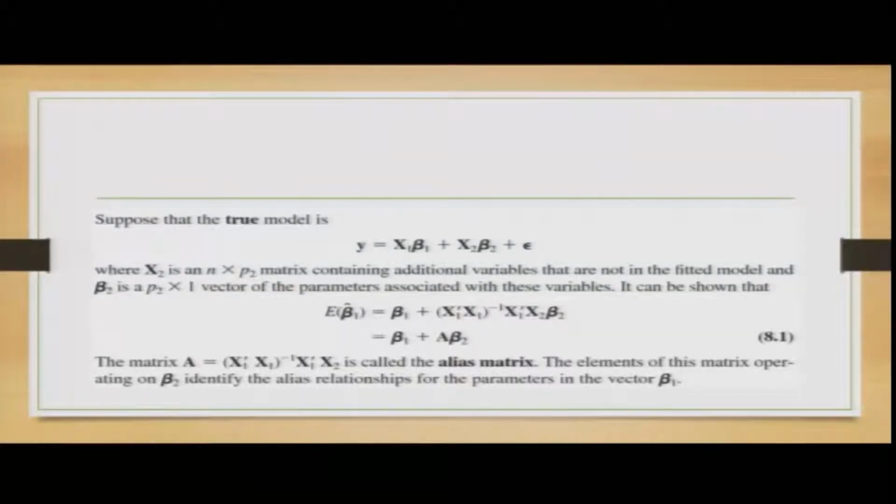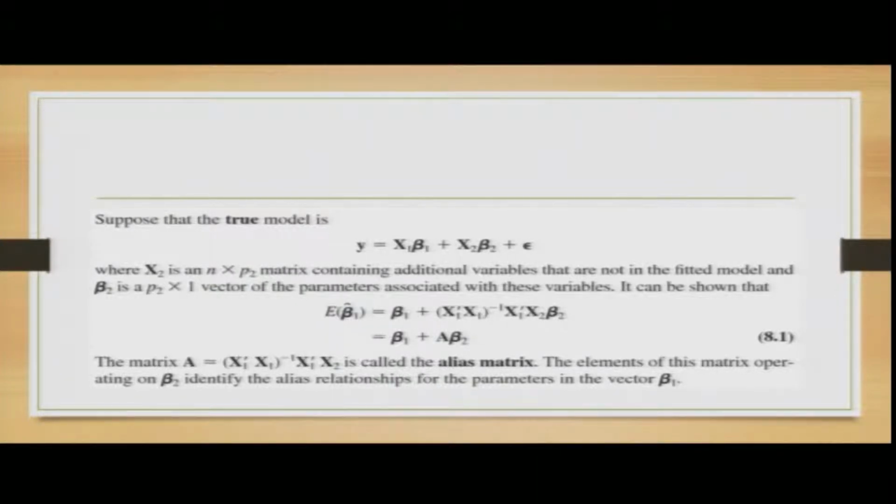Now, as there are only two independent variables, it will be p suffix 2. So, that suffix would denote the number of x's which are there. So, let me continue with the discussion further. Where x suffix 2 is a matrix of size n into p 2. So, the p 2 matrix contains additional variables that are not in the fitted model, and beta 2 is basically p 2 across 1, depending on the coefficients you want to find out.